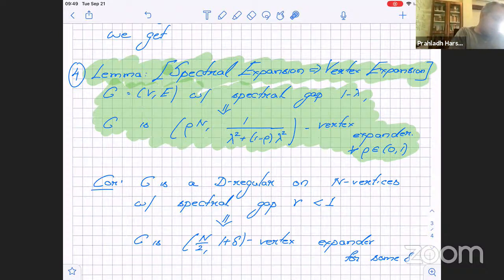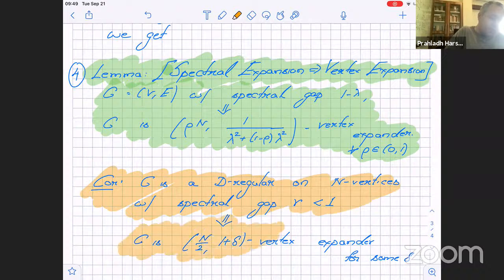I'm just writing this corollary of this one. If G is a d-regular graph on n vertices with spectral gap lambda, setting rho to be half, we get that it is an (n/2, 1+delta) vertex expander for some delta greater than 0. Okay, so this is fine. So this says spectral expansion implies vertex expansion.